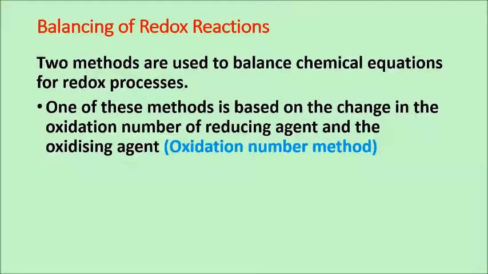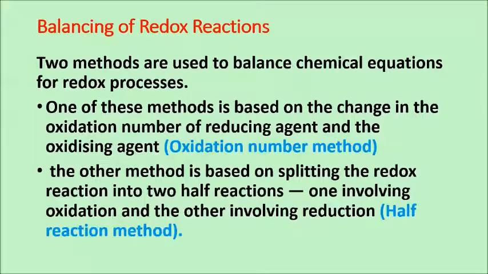One of them is based on the change in the oxidation number of a reducing agent as well as the oxidizing agent. That is said to be the oxidation number method. And the other one is based on the splitting of the redox reaction into two half reactions, one involving oxidation and the other involving reduction, which is named the half reaction method. So with these two methods, we have to learn how to balance the redox reaction.